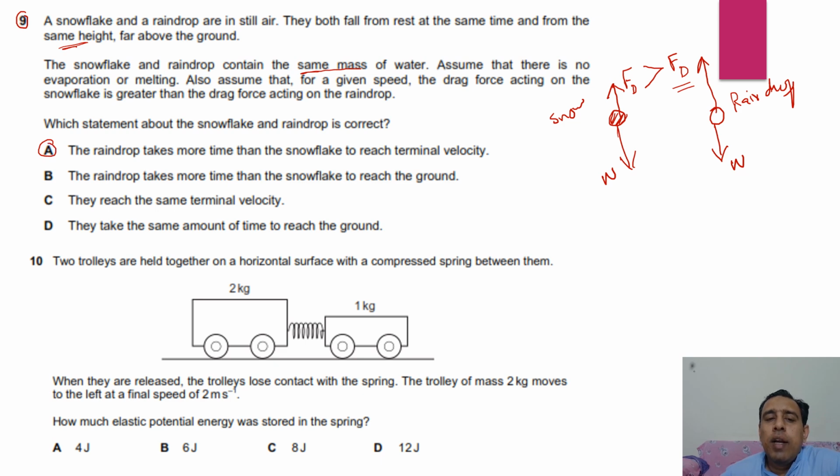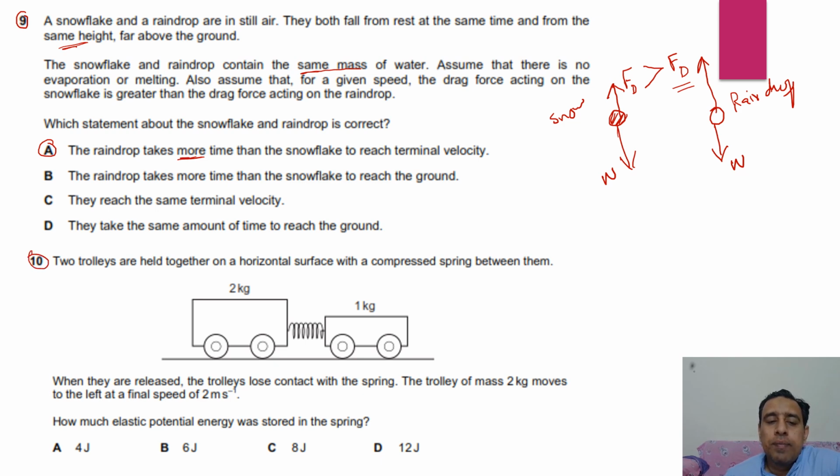So the raindrop takes more time than the snowflake. Definitely their times are different because they are falling in air and the drag forces are different as well. So the raindrop takes more time. It means the snowflake would take less time, because the more the drag force, the quicker the terminal velocity is attained.